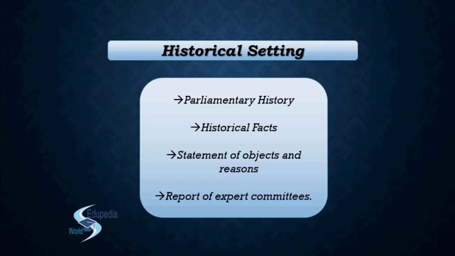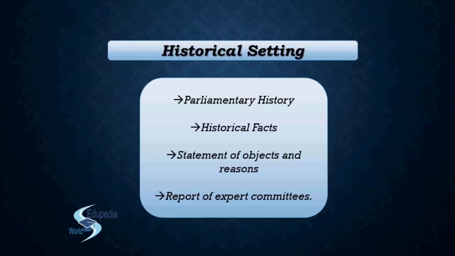Clear? So when we talk about the historical setting, there are basically 4 points. One is the parliamentary history, the entire process of the passing of the bill. Second is the historical fact that led to the birth of this bill, and then an act. Third, the statement of object and reason which is attached to the bill which has been proposed, and fourth, the report of the expert on that particular bill to the legislature. Right? Now are you clear with the historical setting? Will you forget it? No. You will always remember it. Right? So if you are okay with this topic, we move on to the next topic.